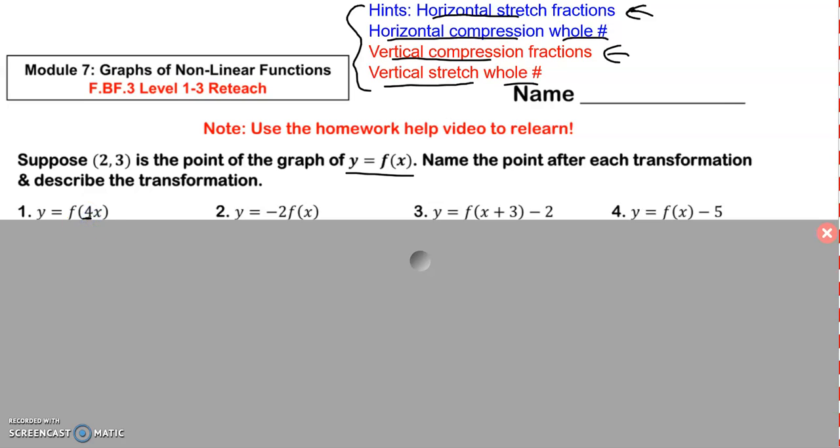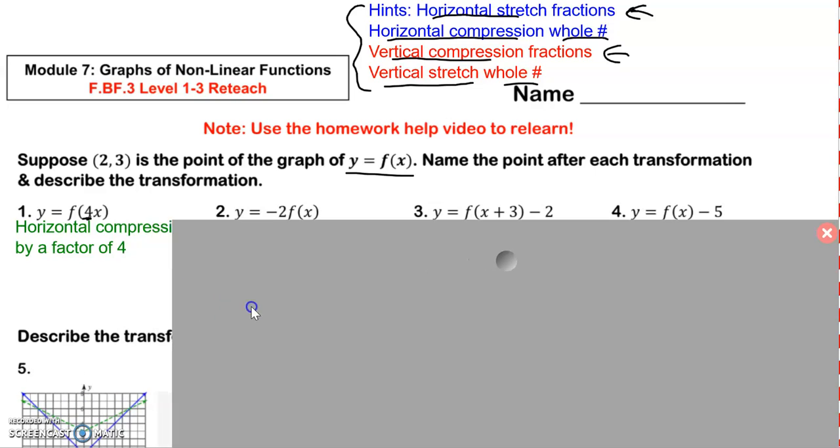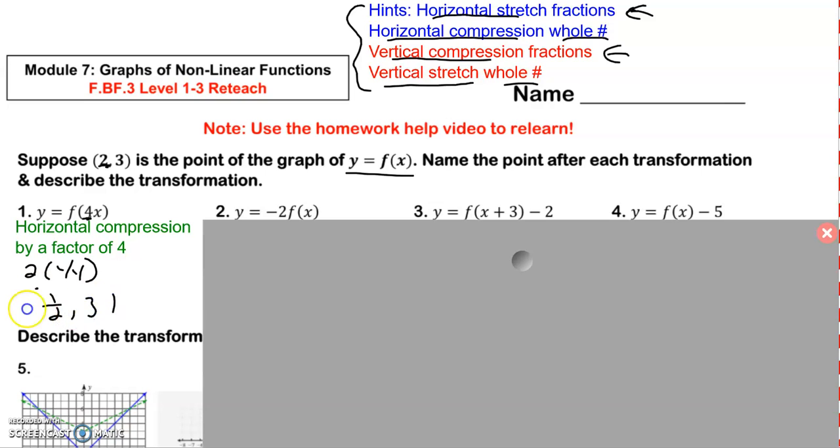So I see a 4 right here. I see that it's a big number, so I know it's going to be a horizontal compression by a factor of 4. So how do I get that number? If it's a horizontal compression, that means we're going to be changing our x value. So I'm going to take 2 times 1/4, and that's going to get me 1/2. And then I'm going to leave the 3 alone, and that would be my answer.